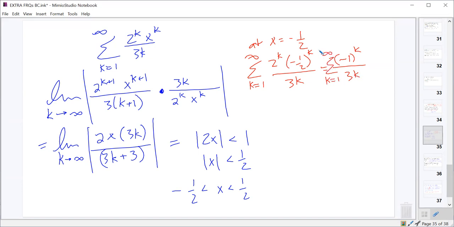And what do we know about that series? It should converge by the alternating series test. Everybody good with that?